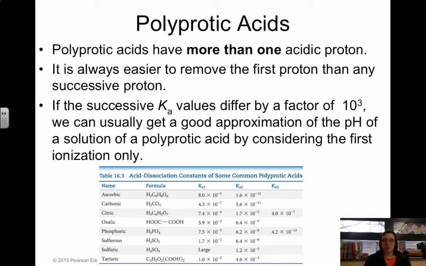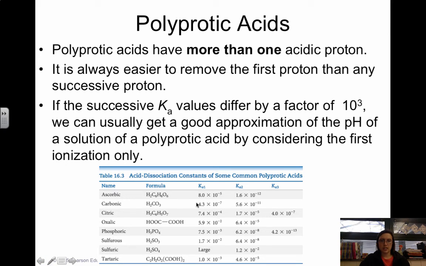So we've been talking about monoprotic acids a lot. Well, you can also have polyprotic acids, which have more than one proton. So polyprotic acids have more than one H. And when you're looking at polyprotic acids, it's always easier to remove the first H than any other H after that. Table 16.3 down here shows the Ka values for each of the H's that you'd have to remove. So if the successive Ka values differ by a factor of 10 to the third, we can usually get a good approximation of the pH just by looking at the first Ka value.